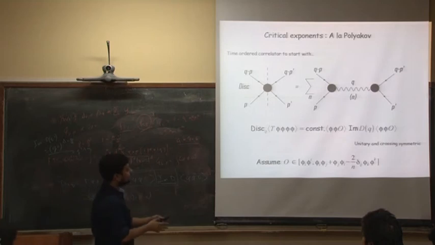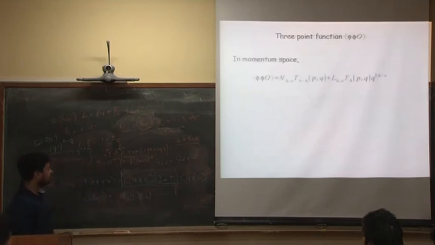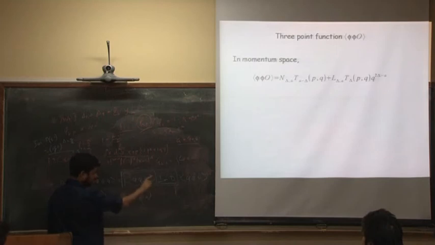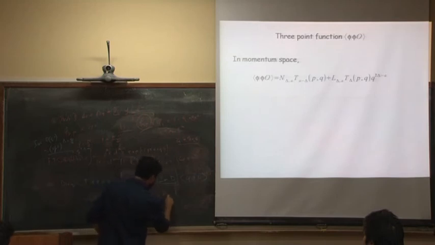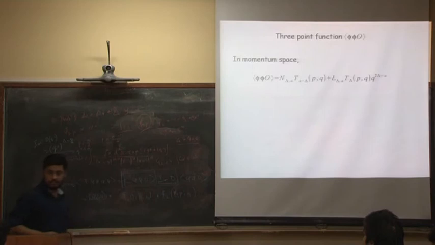This diagram has 3 variables, right? So p, q, and p prime. So I will just get some function of p prime and q. Then since the 3-point function has 2 parts, I will get another function of p, p prime, and q. Now one of these functions will have the discontinuous part in it.